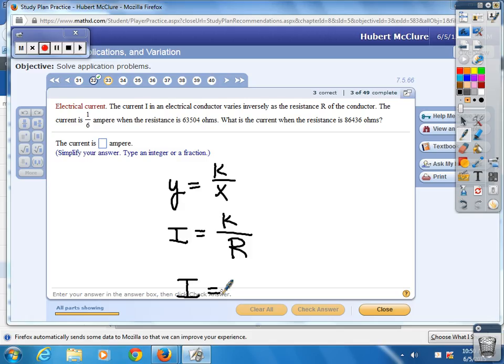All right, so I is equal to, what are the... they give us I, don't they? So we've got to take that back. Let's go ahead and mark out what we've got. The current is 1/6 amperes when the resistance is 63,504. So 1/6 is going to be I, and the resistance is 63,504.